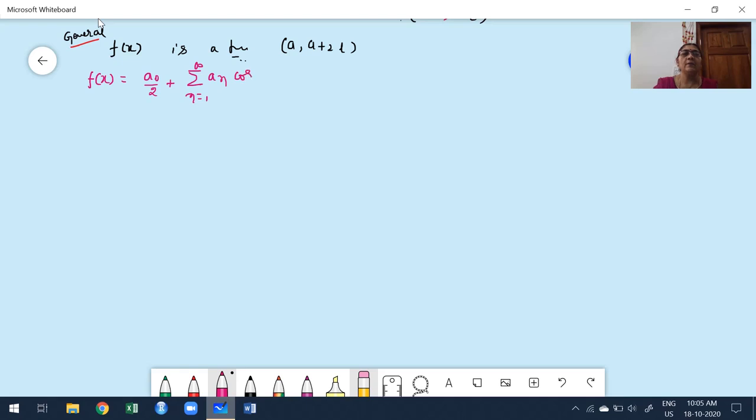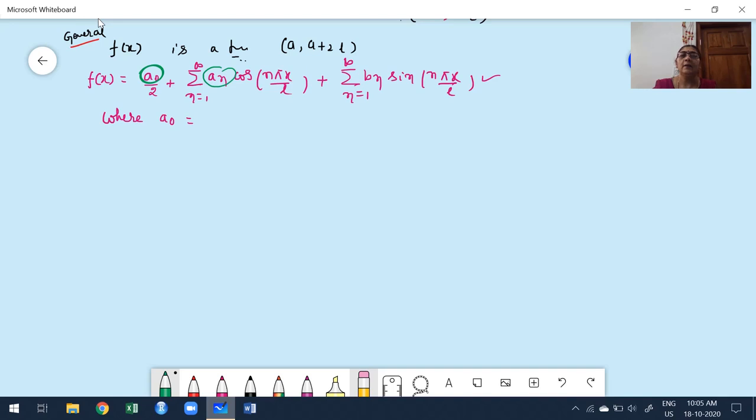n cos of n pi x by l plus summation n ranging from 1 to infinity b n sin of n pi x by l, where, see, if you want to construct the Fourier series for the function, this is the formula. We can't construct it directly without knowing a formula for a naught, a n and b n.